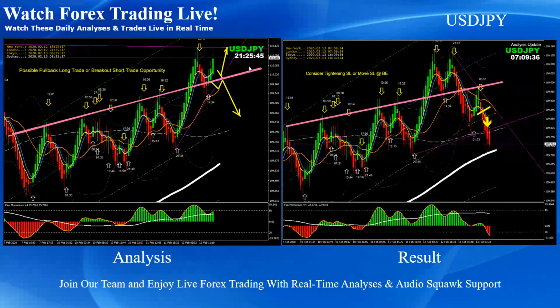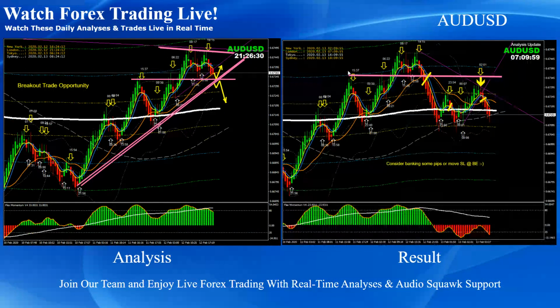Dollar yen, pretty straightforward. If you look at the analysis, we mentioned here to look for the pullback long at this level, but you can see we haven't seen any green candle. And as mentioned on the analysis, if the price breaks and retests, which you can see the price broke this support and retested, that's the beautiful short trade on dollar yen.